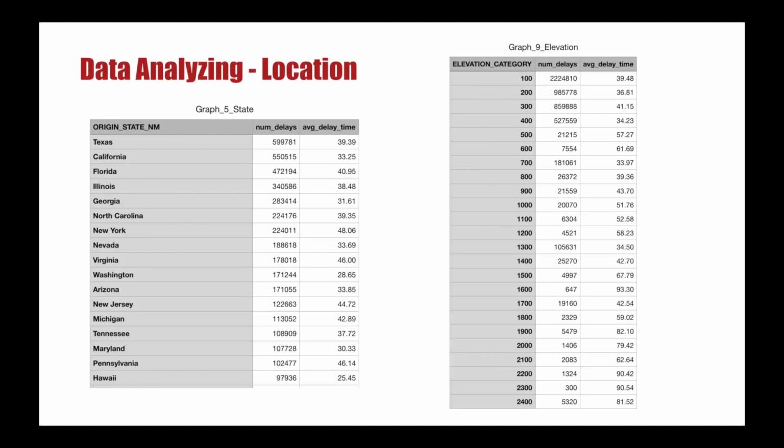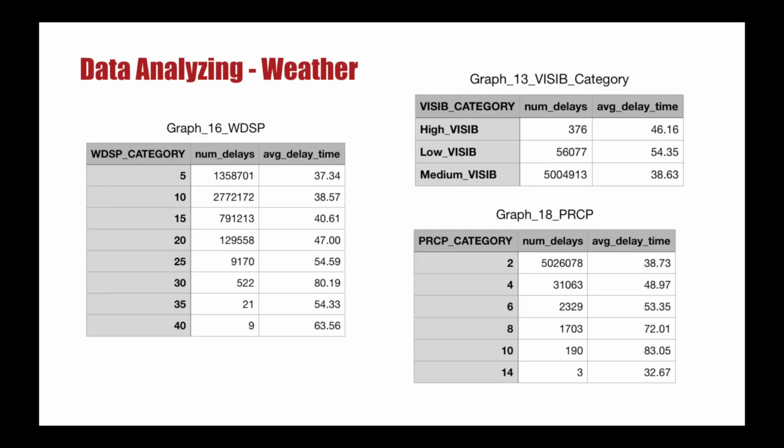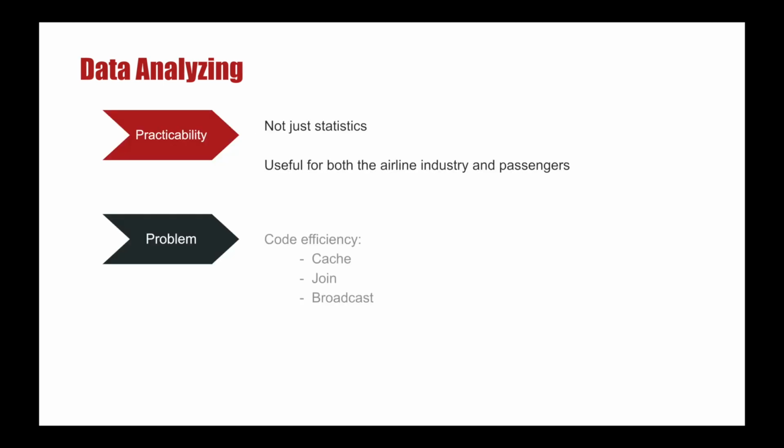And also for location, we found that states like Texas and California have the most delays. And lastly, the weather condition also has a significant impact. Extreme weather like low visibility, high wind speed, and heavy precipitation lead to longer delays. In fact, these findings are not just statistics. They are useful for both airline industry and passengers, helping to anticipate and manage delays more effectively.